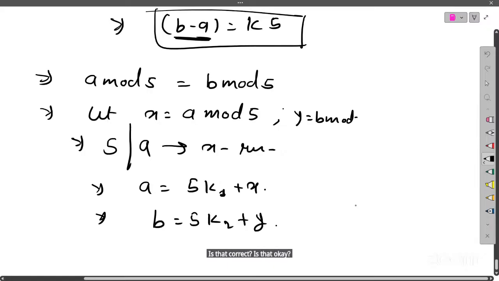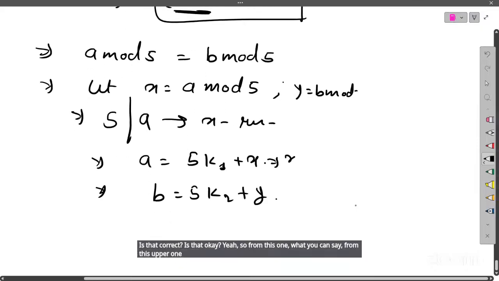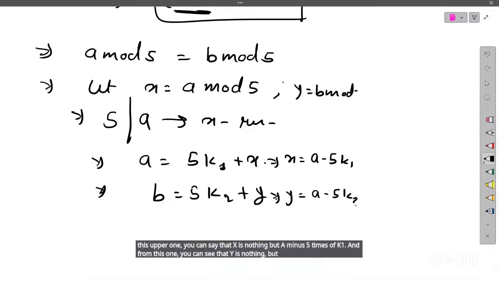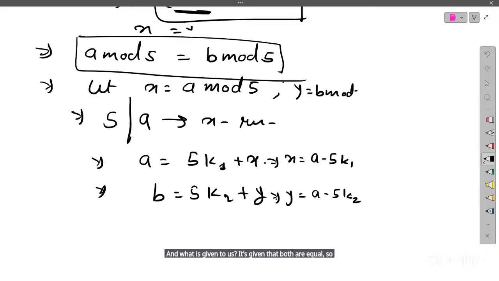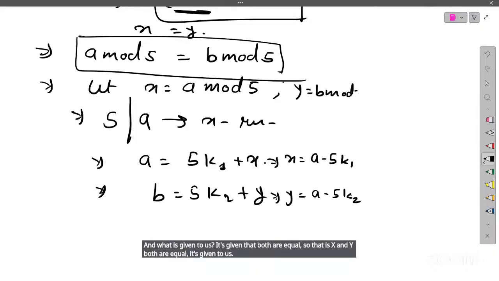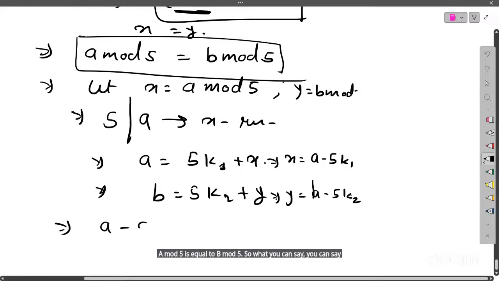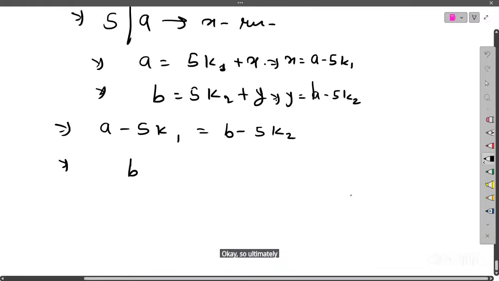Yes, ma'am. Yeah, so from this upper one, you can say that x is nothing but a minus 5 times k1. And from this one, you can say that y is nothing but b minus 5 times k2. And what is given to us? It's given that both are equal. So x and y both being equal is given to us, a mod 5 is equal to b mod 5. So what you can say? You can say that a minus 5k1 is equal to b minus 5k2. Right? So ultimately, you can write that b minus a is nothing but 5k2.